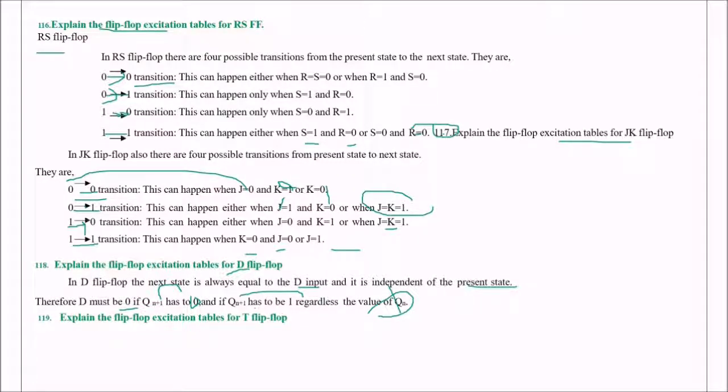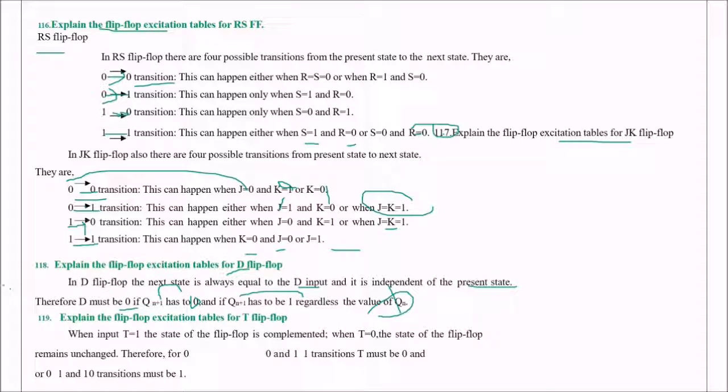Explain the flip-flop excitation tables for T flip-flop. When input T equals 1, the state of the flip-flop is complemented. When T equals 0, the state of the flip-flop remains unchanged. Therefore, for 0 to 0 and 1 to 1 transitions, T must be 0. And for 0 to 1 and 1 to 0 transitions, T must be 1.